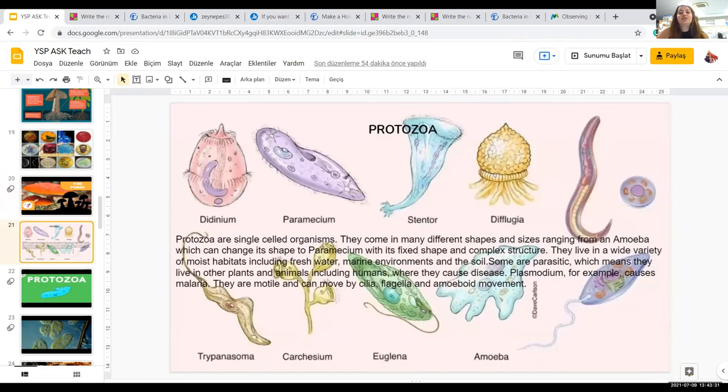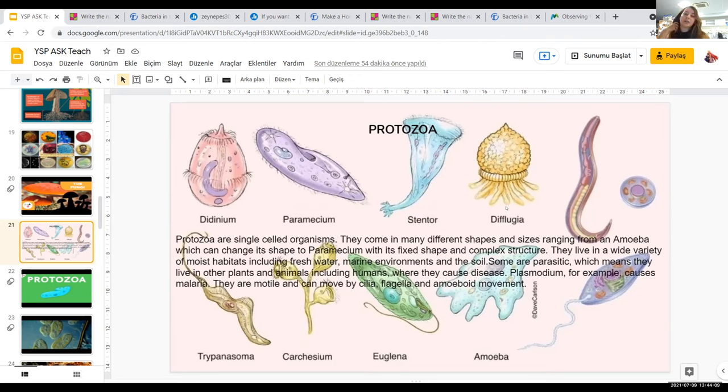And now we will continue with protozoa. They are really, really tiny, small organisms. They are also single-celled, and they have many types of shapes and sizes. The most known types of them are amoeba, paramecium and euglena. They live mostly in soil and water, for example, mud. And some are parasitic. For example, plasmodium can cause malaria.